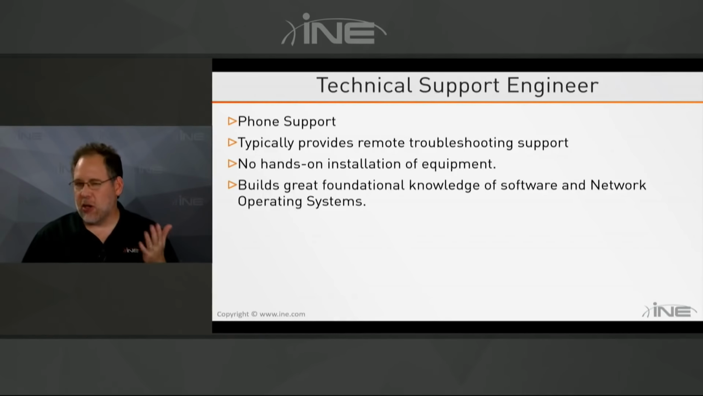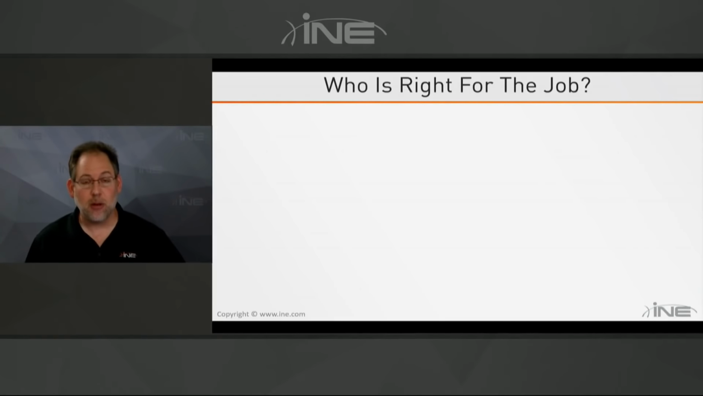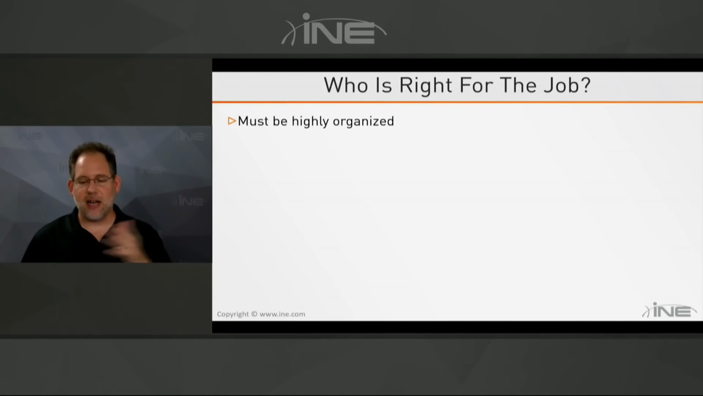So when employers are looking to fill these roles, technical support engineers or network admins, what type of personality characteristics are they looking for, or are they hoping to get? Well, number one, you've got to be highly organized. You're going to have a lot of different tasks going on all at the same time. You need to be able to prioritize and organize things so things don't slip through the cracks.